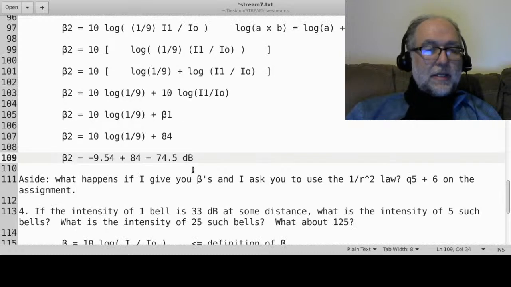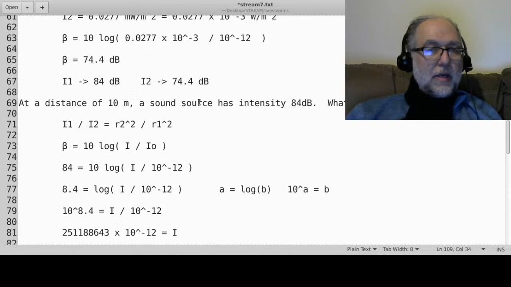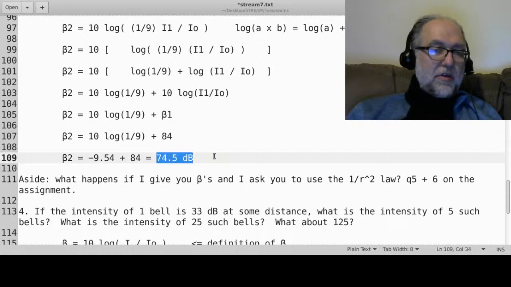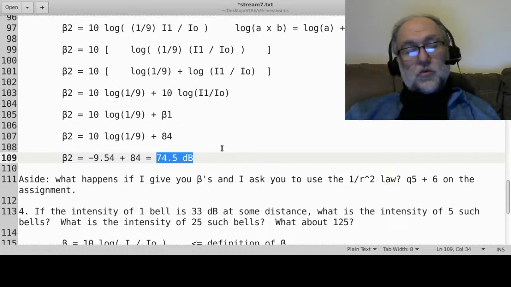Is that what you expected for beta 2? Yeah, doing it the other way, we had 74.4. Well, 74.4 here and 74.5 there, that's a round off error. Okay, so there you go.